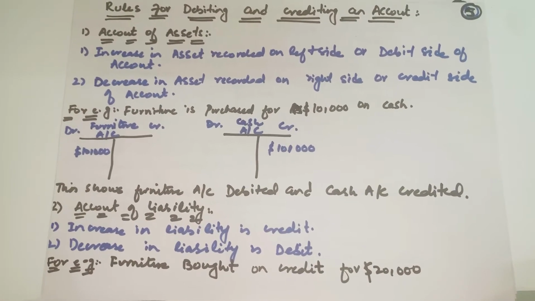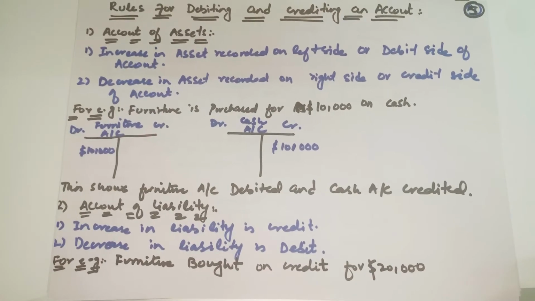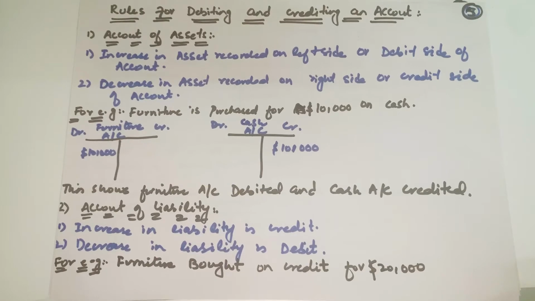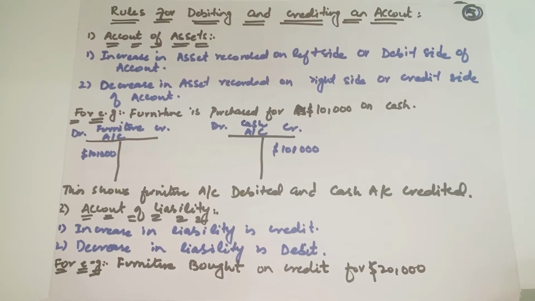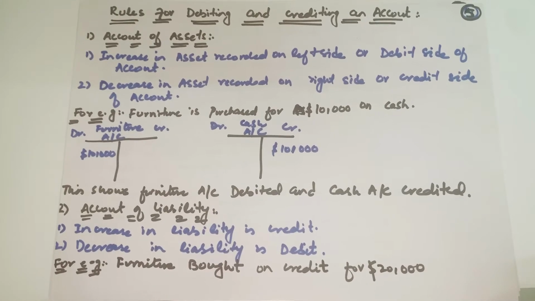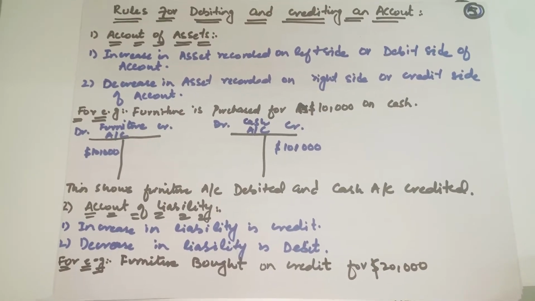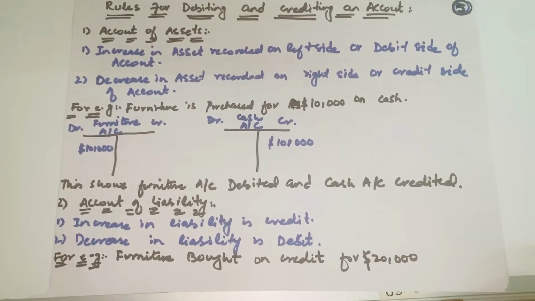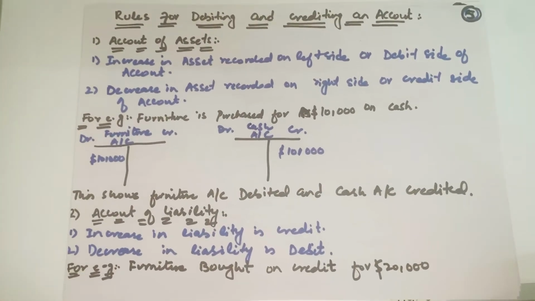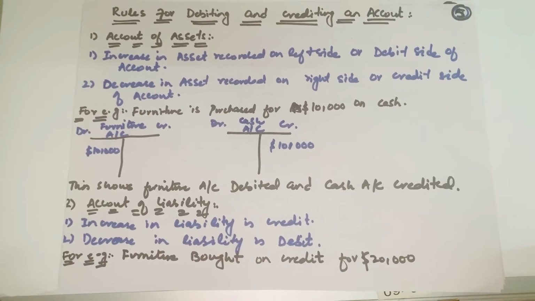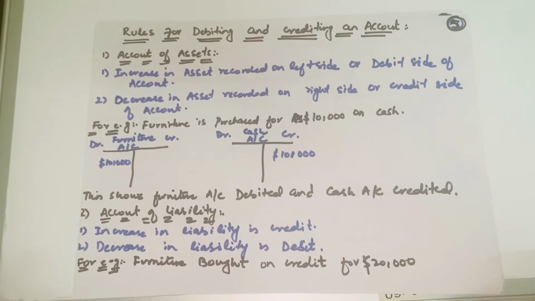Now the second account is called the account of liability. The account of liability is opposite to that of asset. Any increase in the liability is credit, and any decrease in the liability is debit. For example, we have purchased furniture for 20,000, and that furniture we have purchased for 20,000 on credit, not on cash.